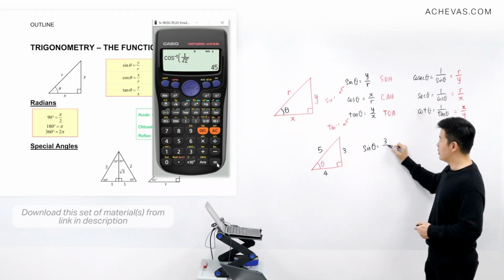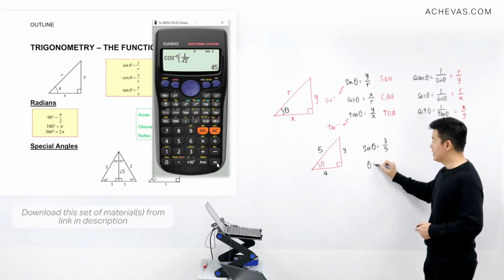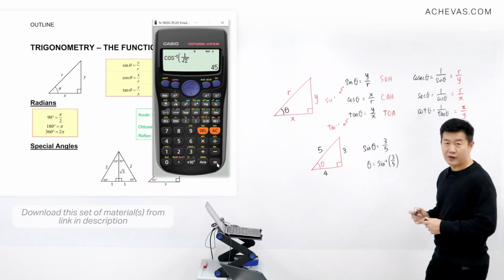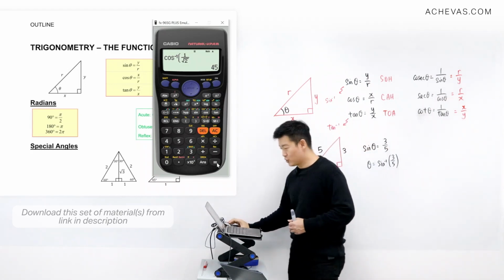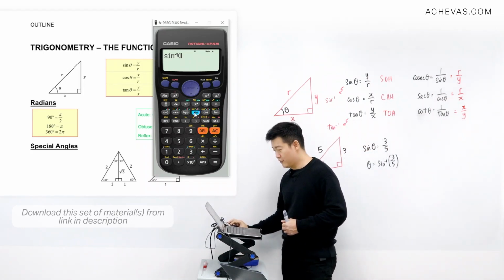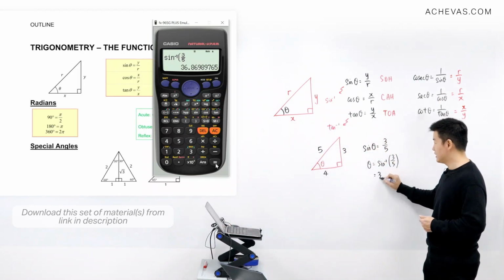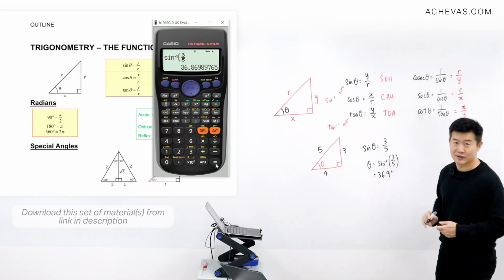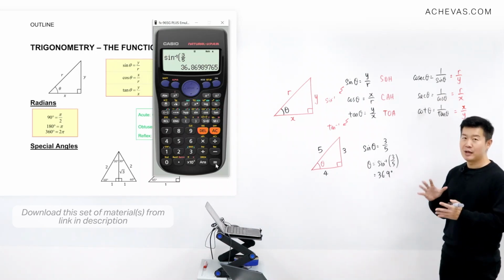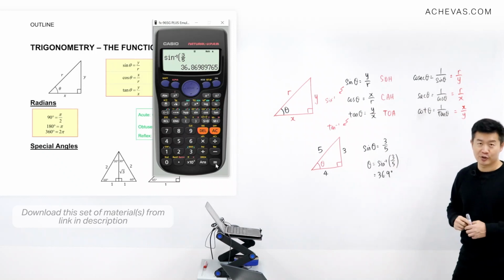So it's going to be 3 over 5, which means that theta is going to be equal to sine inverse of 3 over 5. Let's see what is the angle. So we're going to do a sine inverse. So shift sine, which will give us sine inverse of 3 over 5. And this gives us 36.9 degrees. So this is 36.9 degrees, okay? We are seeing a simple but good usage for trigonometric function.